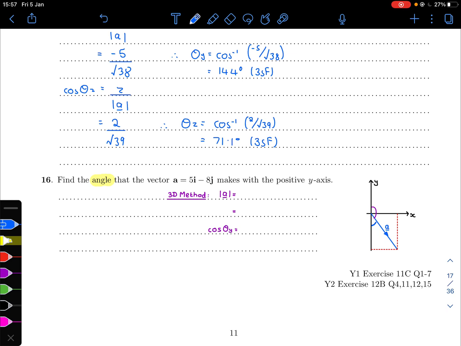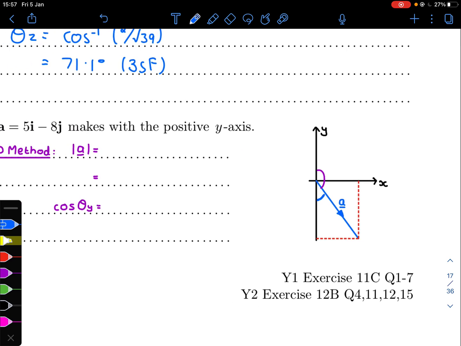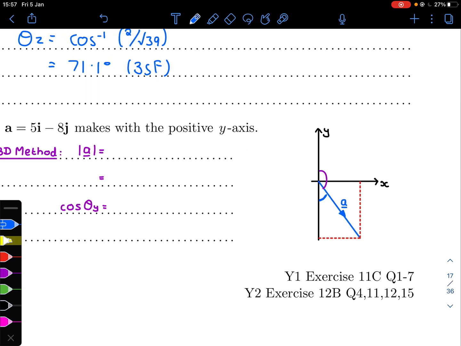So, 2 ways I can do this now. I can do it using a quick diagram. So there's my diagram. 5, negative 8, so it's 5 across, 8 down. The angle I want is the purple one. To get there, I could use trig to find the blue angle, and then the purple one is what I want, it's theta y.